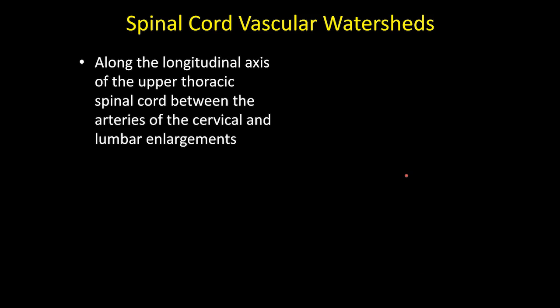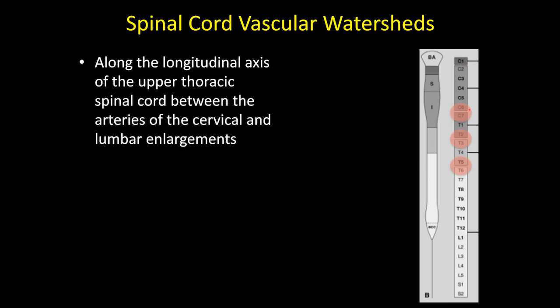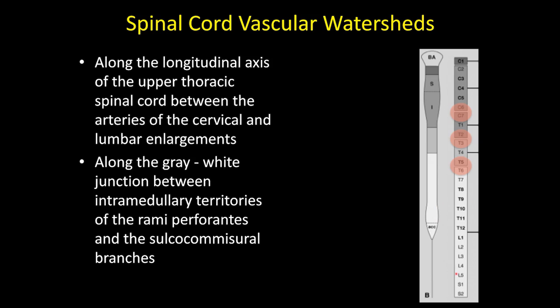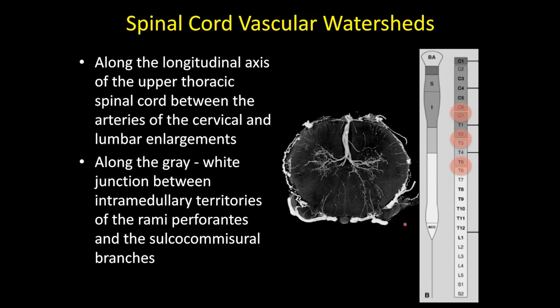Here we see that very well, in how in between these different vessels will be locations of watershed. The watershed will also be along the gray-white junction between the intramedullary territories of the rami perforantes and the sulcocommissural branches. Since we understood the anatomy on a cross-sectional level before, we will understand that these areas will be more or less the watershed territories in a horizontal appearance.